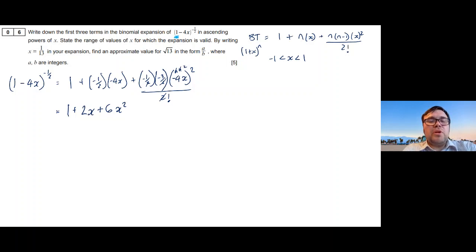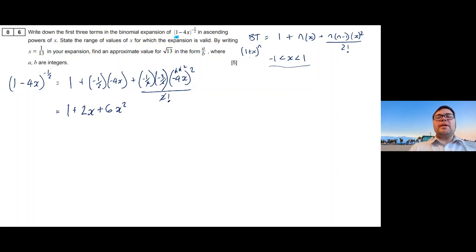It's just that this used to be a non-calculator question, so I'm used to doing it that way. Then next, the validity. The region of validity used to be up here for this sort of expression, in the expansion in the actual formula booklet.